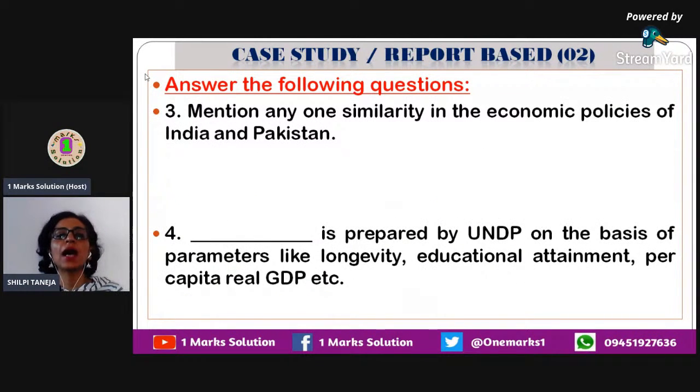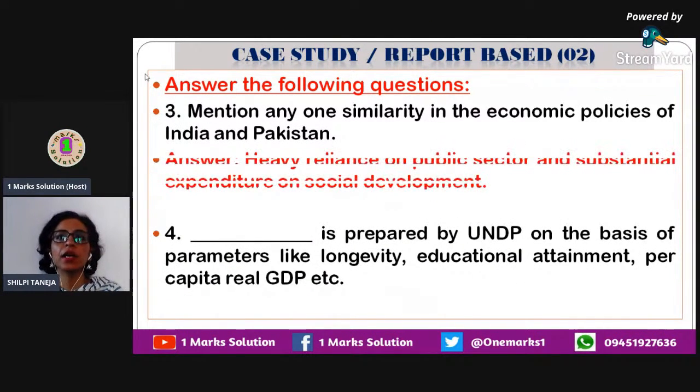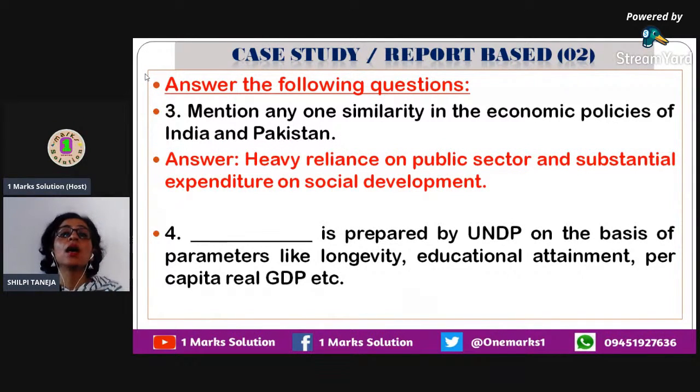Mention any one similarity in the economic policies of India and Pakistan. क्या किया हम लोगों ने? We were heavily depending upon public sectors and substantial expenditure on social development. That was a biggest problem which was faced by both of our countries, right?